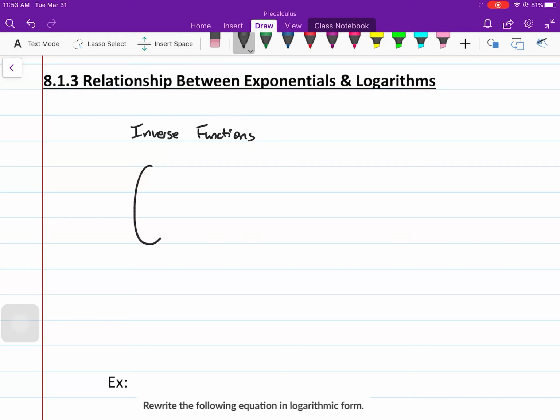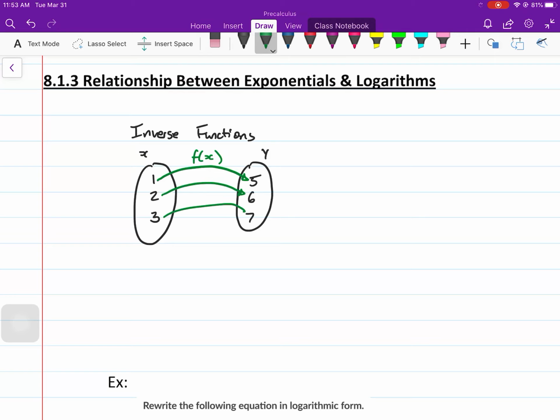is if you just have your set of, you have your domain and you have your range. Basically these are your x values, these are your y values. So a function takes these and maps them to another value. That's what a function does. What does an inverse do? Well, an inverse does not do the opposite of that, it just does it backwards. So that's what an inverse function does.